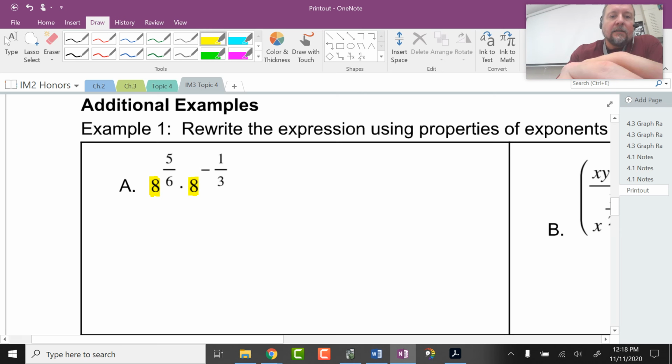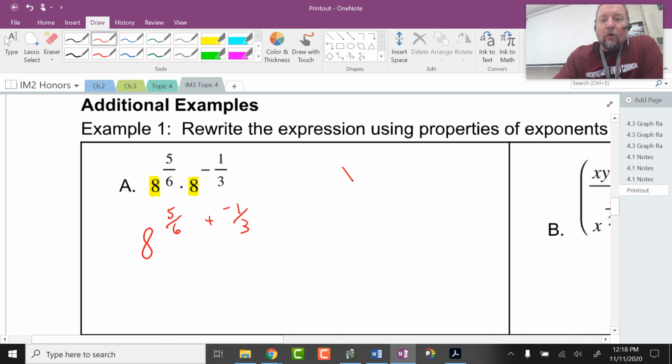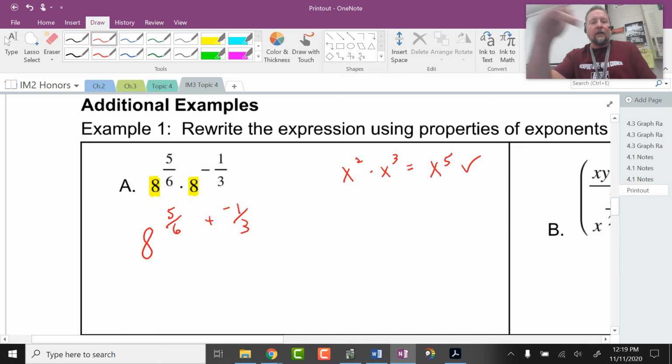8 to a power times 8 to a power. Okay, so what do I do with these exponents? You add them. All right, that's the rule. It doesn't show up as much anymore, like x squared times x to the third equals x to the fifth. That's easy enough. But when you get these crazy fractional exponents, we lose the rule. That's the rule we're using because it is numbers of the same base being multiplied together.